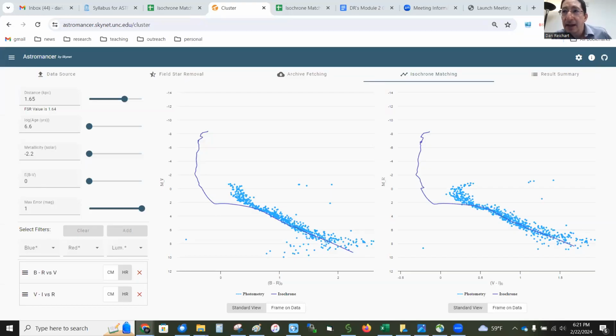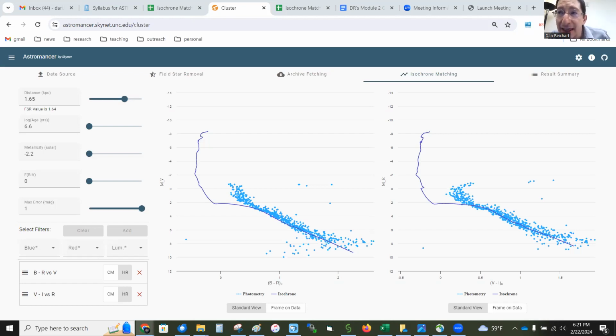All right. In the last video, we made this pair of HR diagrams. In this video, we're going to model them and determine things about this cluster. What we're going to do is match, just using our eyes, an isochrone curve to the data. So what is an isochrone?